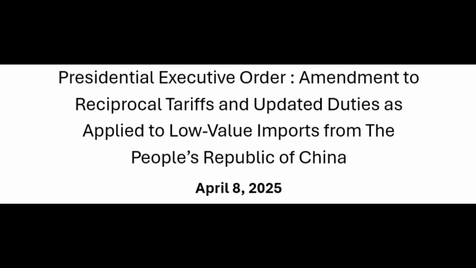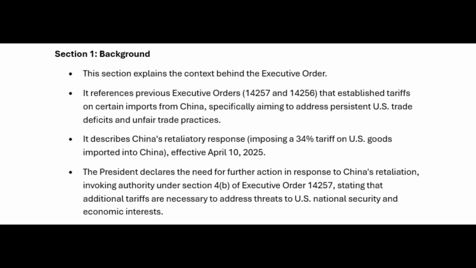Presidential Executive Order. Amendment to Reciprocal Tariffs and Updated Duties as applied to low-value imports from the People's Republic of China. April 8, 2025. Section 1. Background. This section explains the context behind the executive order.